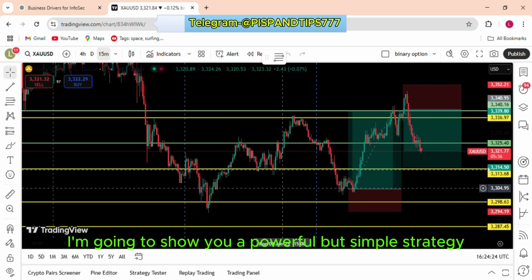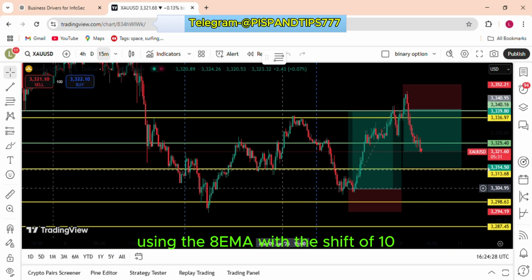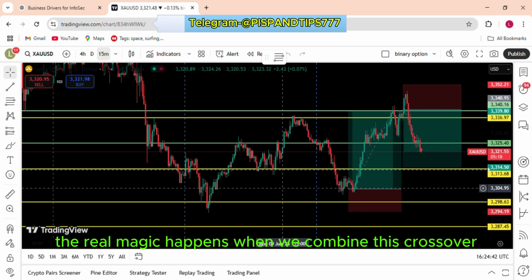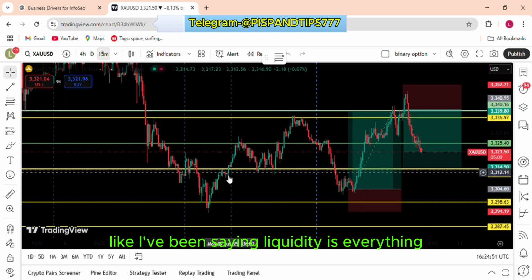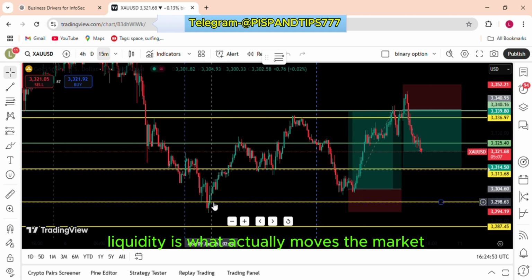Today I'm going to show you a powerful but simple strategy using the 8 EMA with a shift of 10, combined with the 5 EMA on the 15-minute chart. The real magic happens when we combine this crossover with key support zones or liquidity levels. Like I've been saying, liquidity is everything. Liquidity is what actually moves the market.